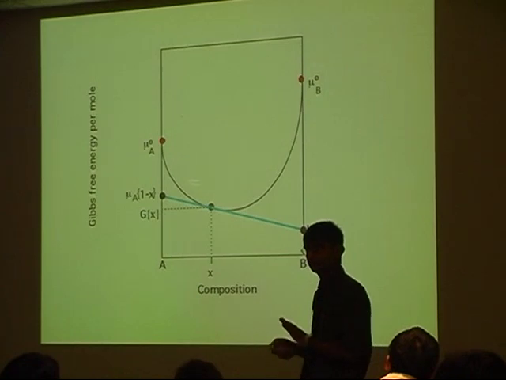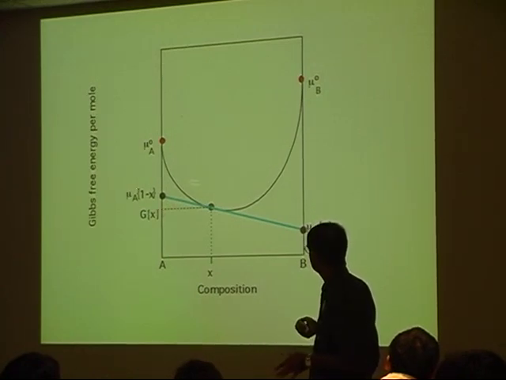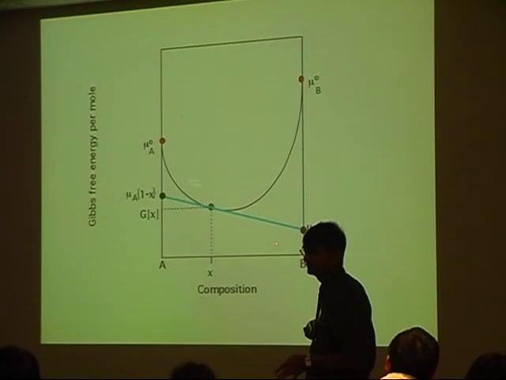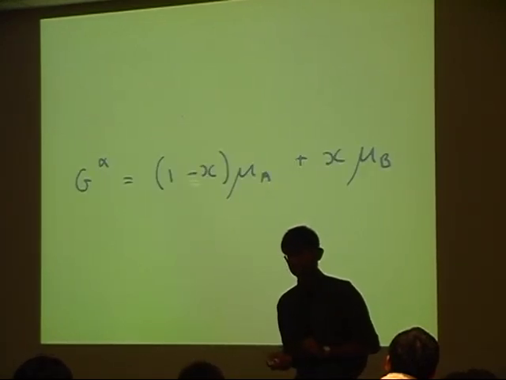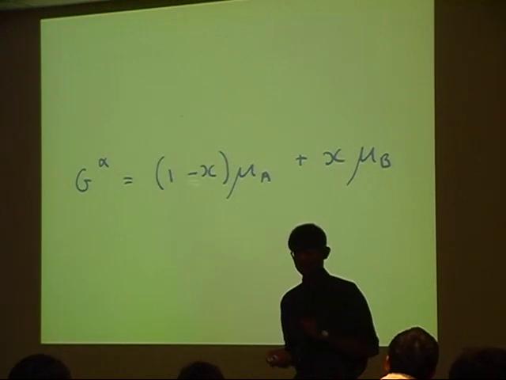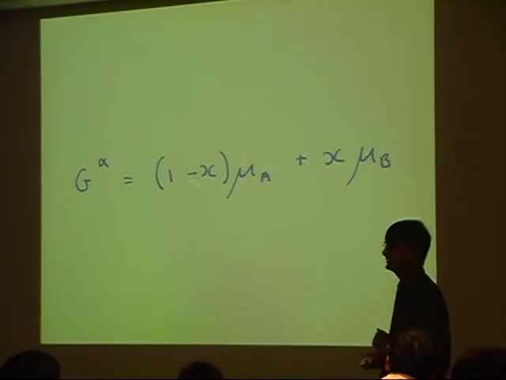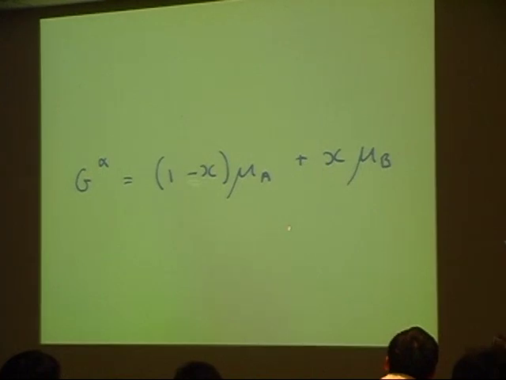Okay? We haven't done anything complicated. I'm just writing G_A is equal to mu_A times the concentration of A plus mu_B times the concentration of B. So this is the equation. But the interesting thing about this equation, which is really important, okay, you need to understand this, is that this term depends only on A and this term depends only on B.